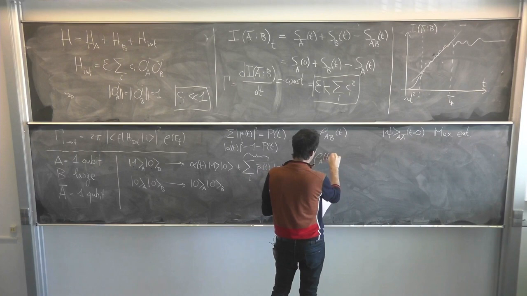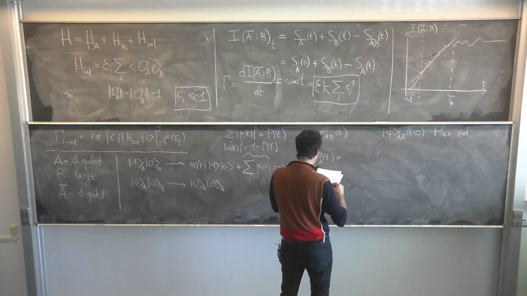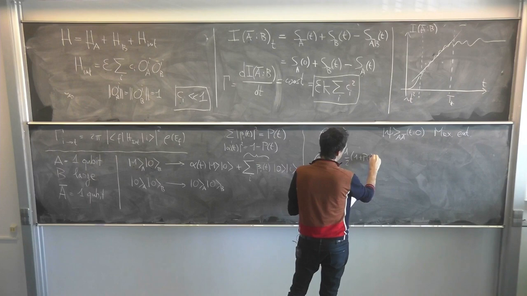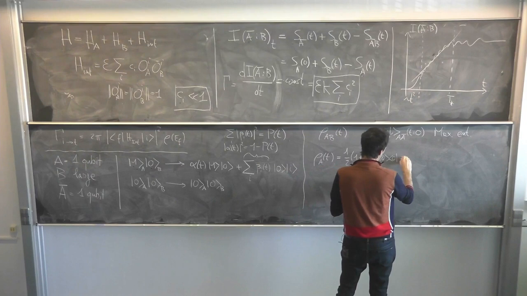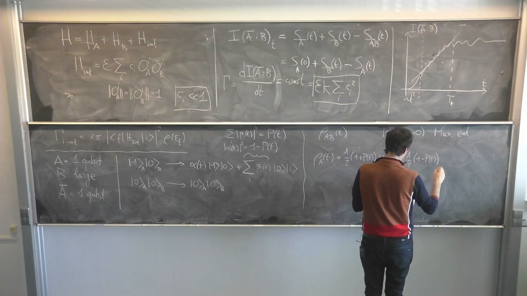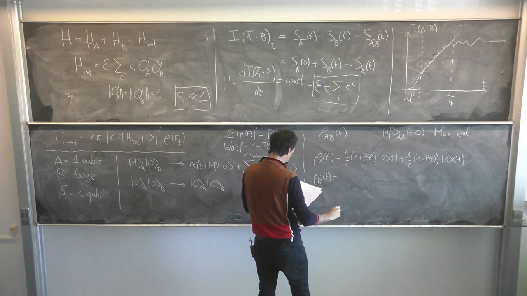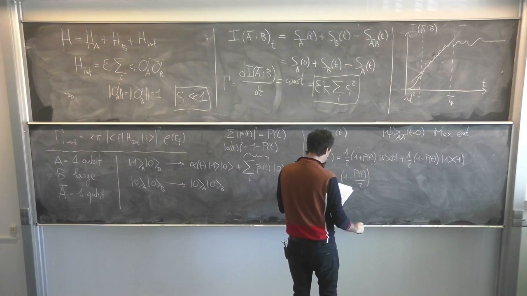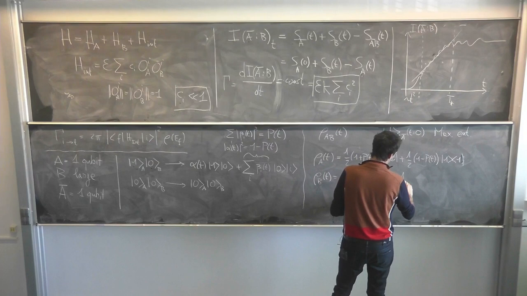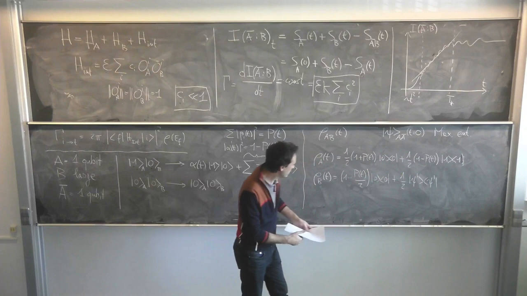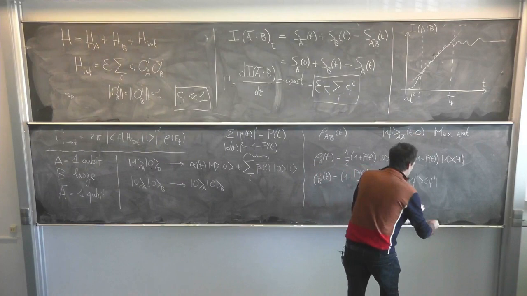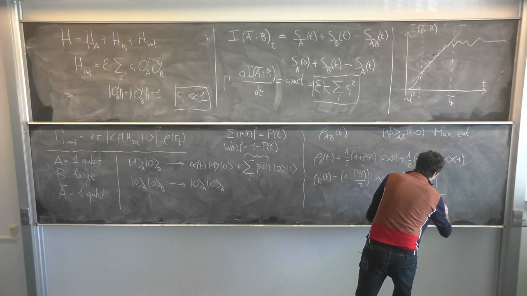So the reduced density matrix for A under this evolution is 1/2 (1 plus p(t)) |0><0| plus 1/2 (1 minus p(t)) |1><1|, and rho B is the following, where this thing here is an unnormalized pure state. It's actually psi prime, just this.